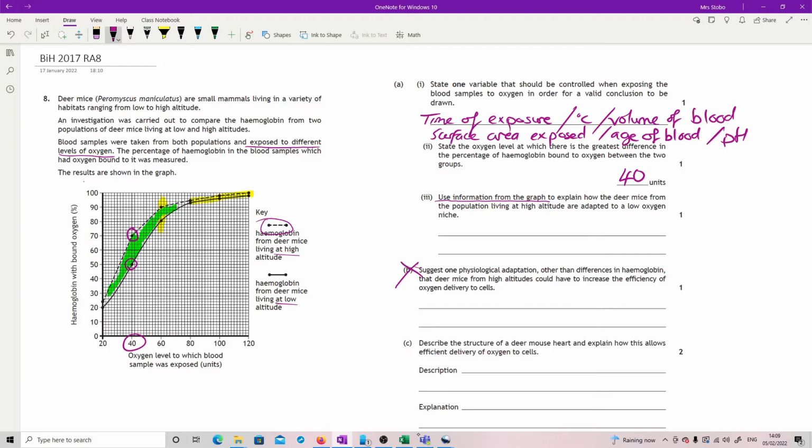Okay, C. Describe the structure of a deer mouse heart and explain how this allows efficient delivery of oxygen to cells. Well, a deer mouse is a mammal, so I'm looking for you to tell me that you've got 2 atria, 2 ventricles, okay? And the reason why this is efficient is because there is no mixing of oxygenated and deoxygenated blood.